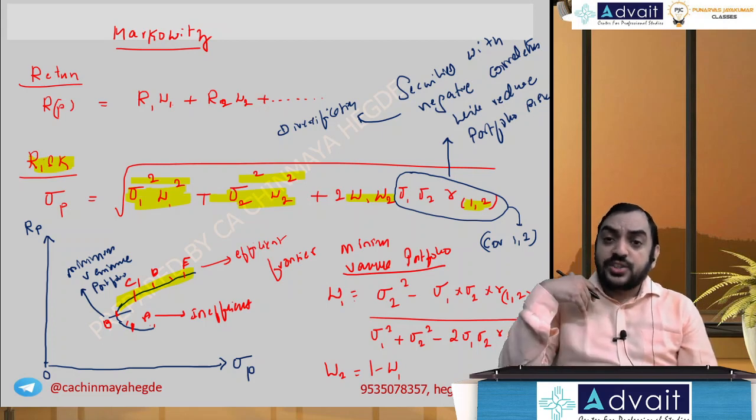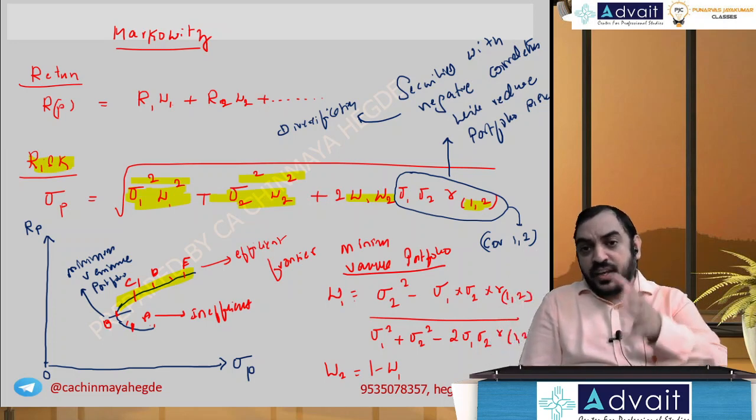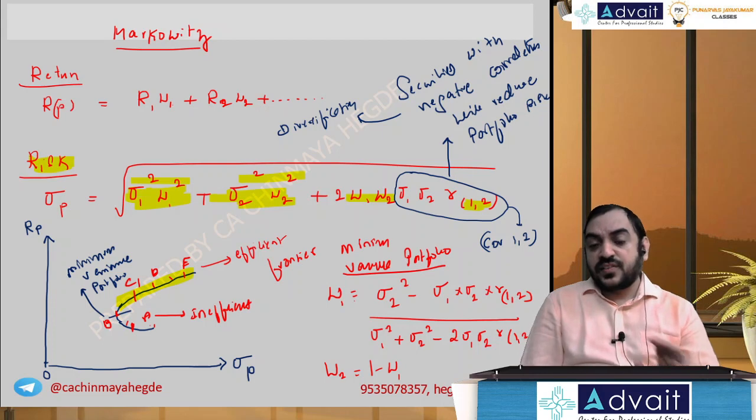And how do you structure the minimum variance portfolio? How do you calculate the weights in the minimum variance portfolio? That formula is what I just shared with you. This is Markowitz.